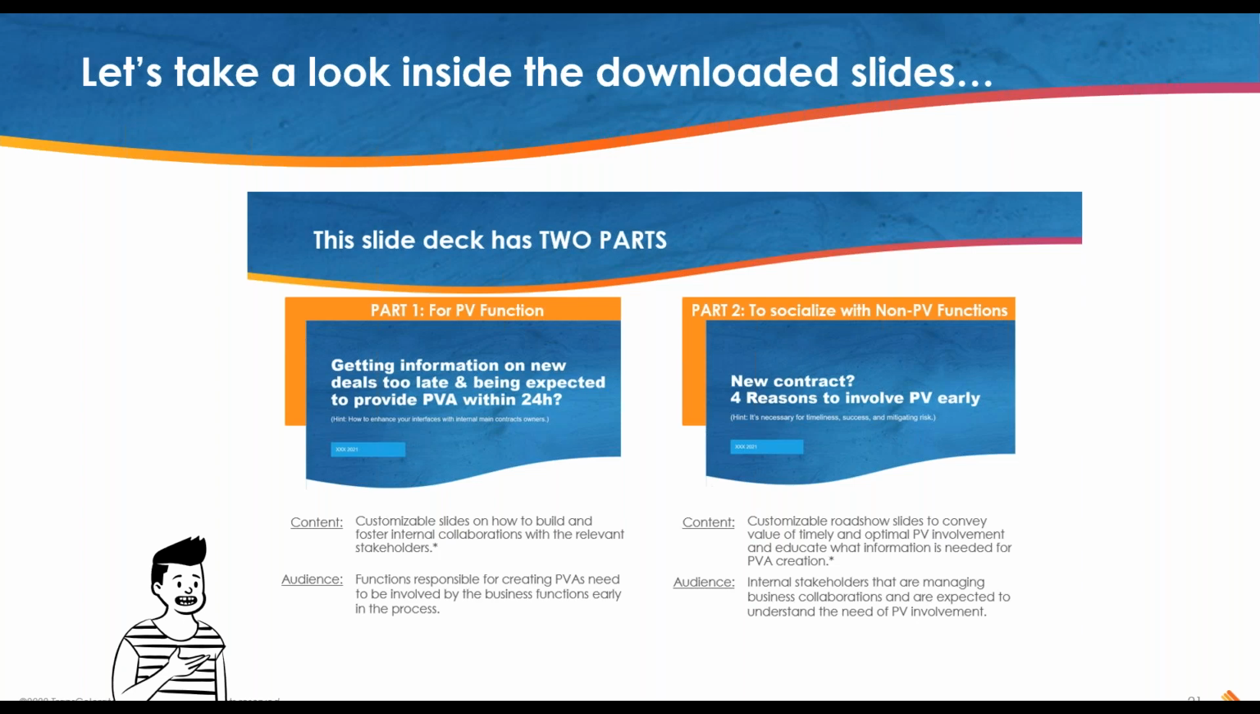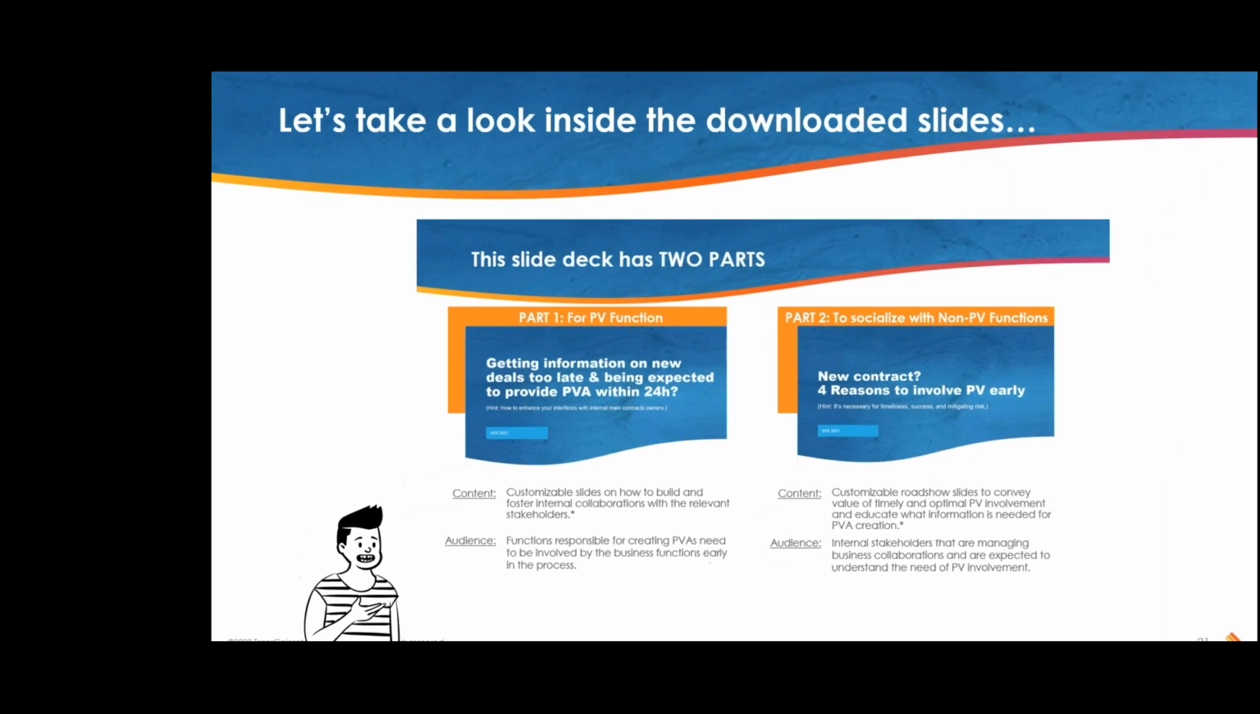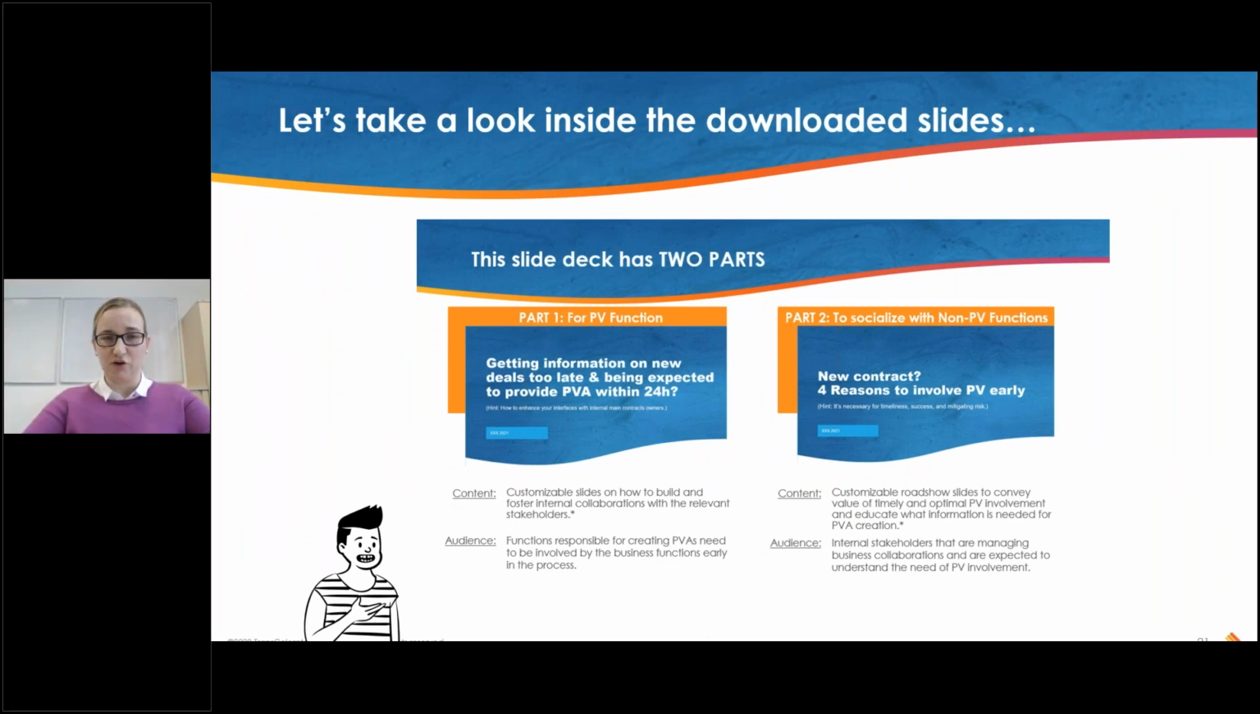So let's take a look inside these downloaded slides. The slide deck has two parts. The first part addresses the PV function, and the second part is to socialize with non-PV functions. Both are customizable slides on how to build and foster internal collaboration with the relevant stakeholders. And then the second slide part is really how to convince your stakeholders to involve PV early on. Next slide, please.